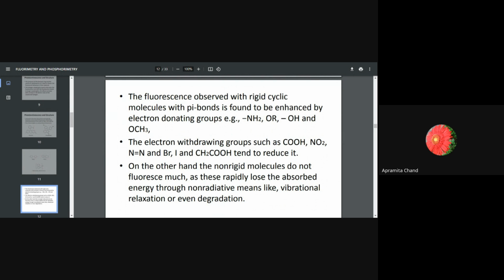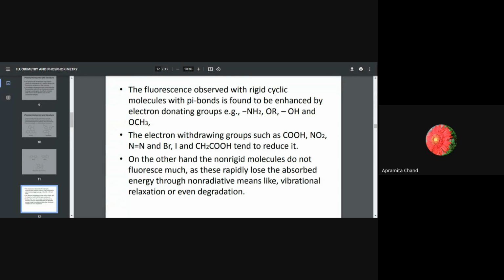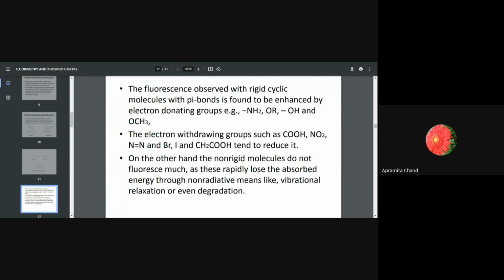Also, if you have a large number of electron donating groups like NH2, OH, OR, and OCH3, and they are in conjugation with pi bonds with rigid cyclic structures, then the fluorescence is much more prominent. But if you have electron withdrawing groups like COH, NO2, N double bond, and bromine, iodine, these will tend to reduce it. Also, non-rigid molecules do not exhibit fluorescence much because they rapidly lose the absorbed energy. If you have too much flexibility and you are absorbing some radiation, you do not capture that radiation sufficiently; rather you come back to the ground state through vibrational relaxation.